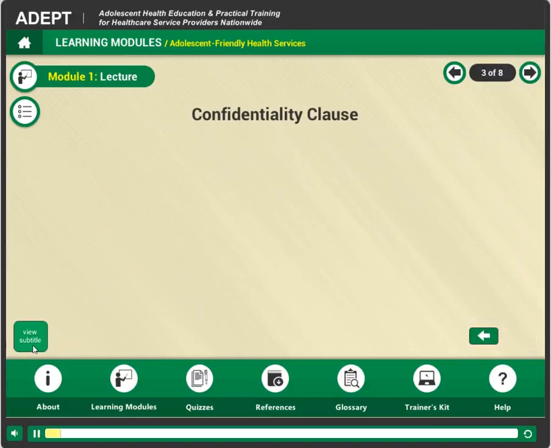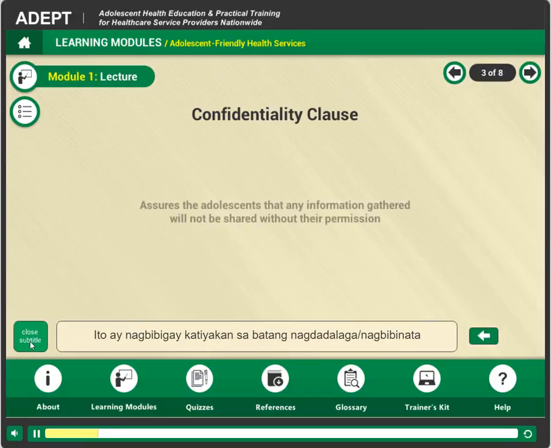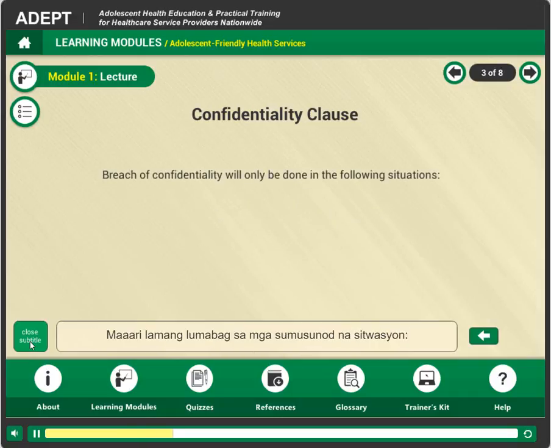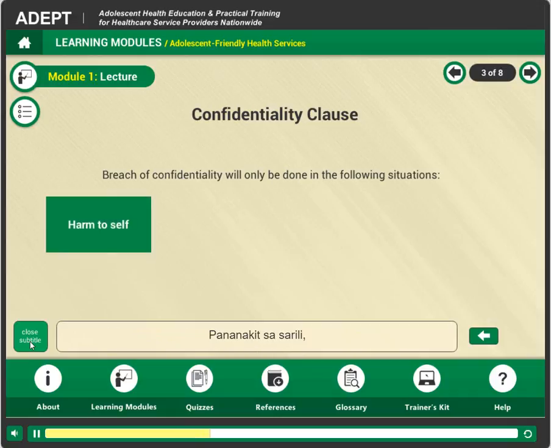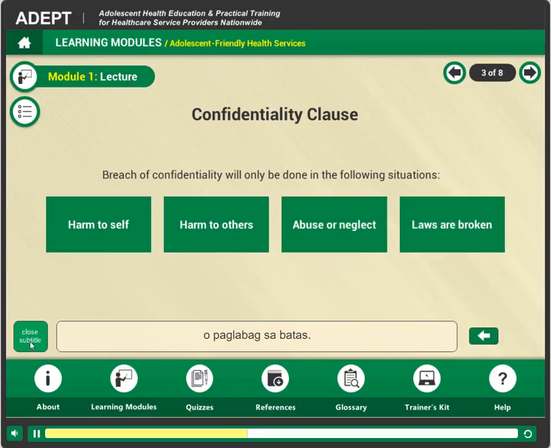What is the confidentiality clause for? Confidentiality clause assures the adolescents that any information gathered will not be shared without their permission. Breach of confidentiality will only be done in the following situations: harm to self, harm to others, abuse or neglect, and when laws are broken.